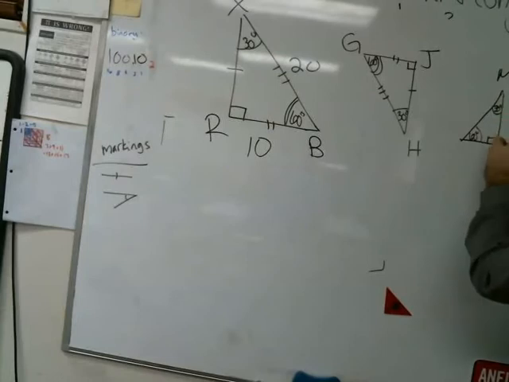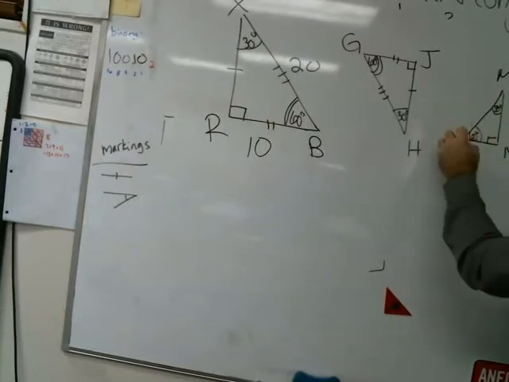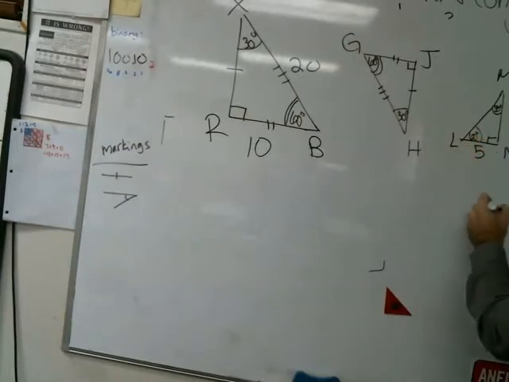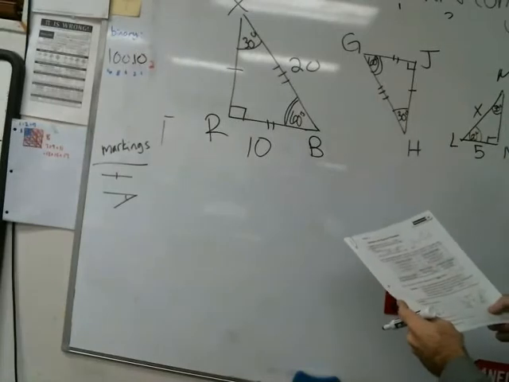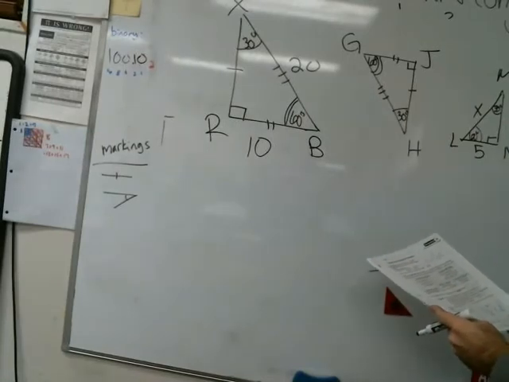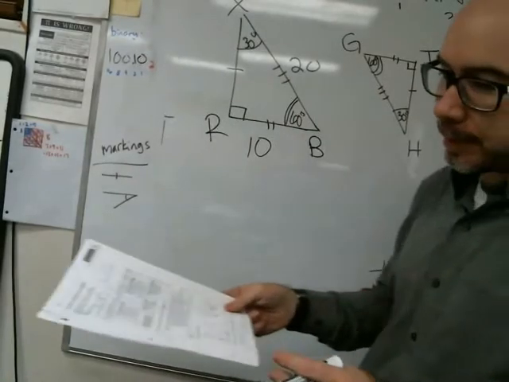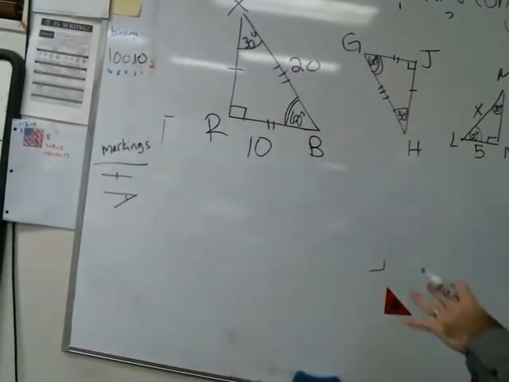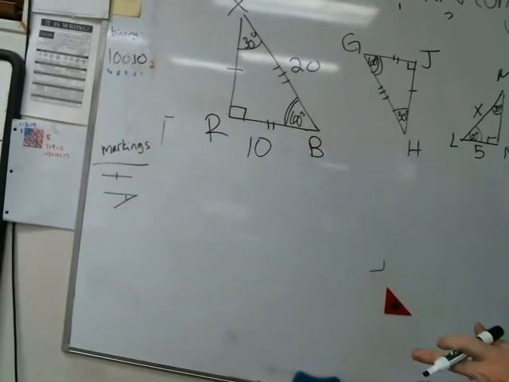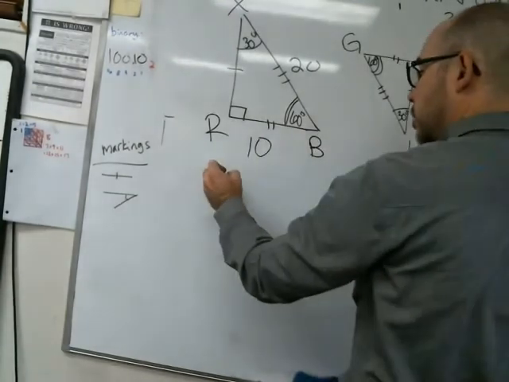This is angle M. This is angle N. Angle L. And this side is 5. And this side is mystery. We don't know. That's all the information that they give us. So we have to figure out what sides and angles and whatnot jive with each other in these triangles.